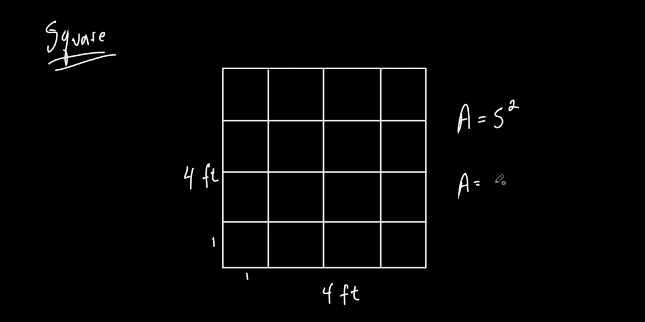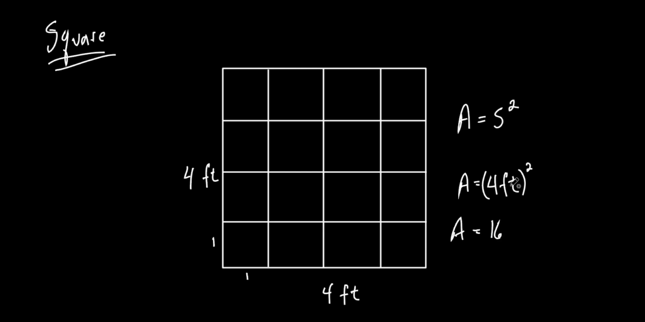So what are we going to do? We're going to go 4 feet. And what are we doing? We're going to square it, correct? Or you could go 4 feet times 4 feet, however you want to do it. Same thing. What's 4 squared? 16. Now, this is very important.